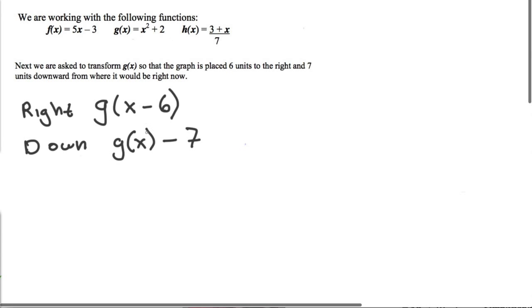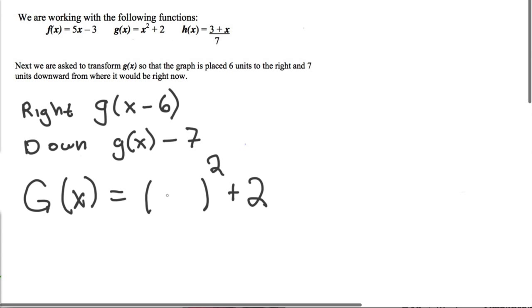Okay, so now what does that mean when we want to do both? Well, we need to perform both of those transformations. So let's do that. We're going to call our new function capital G of x. Okay, and I'm going to write down g of x, which is x squared plus 2. But instead of the x, I'm going to just put a parentheses there.